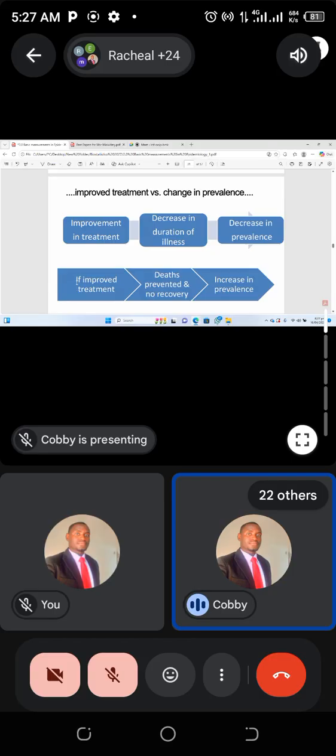Again, if we improve treatment, that means we can prevent death. But if there is no recovery, we can prevent death, but the prevalence will do what? It will increase. Okay? Anyone who understands the last point? I want someone to help us explain this last point.